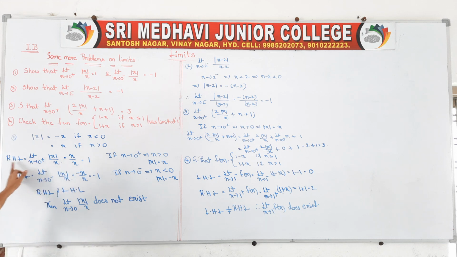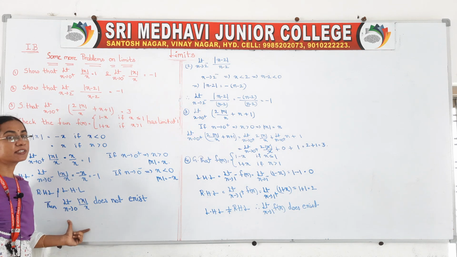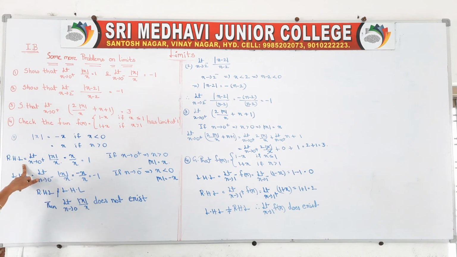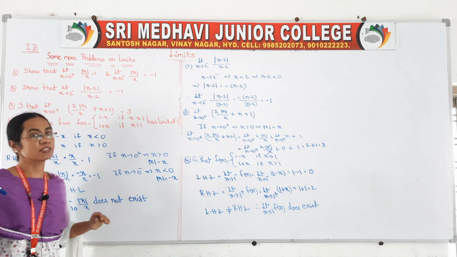You proved it, isn't it? So limit x tends to 0 plus, mod x by x is equal to 1. Limit x tends to 0 minus, mod x by x is equal to minus 1. You proved this problem, right? Suppose the question asks that it does not exist, then you consider this as the right hand limit and this as the left hand limit. Your right hand limit is not equal to left hand limit. That's why this function's limit does not exist.